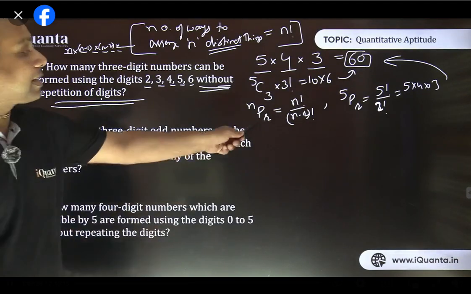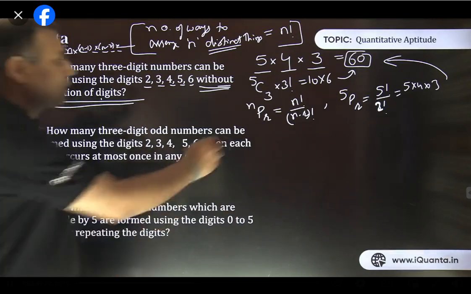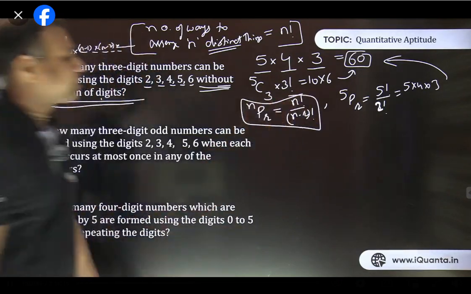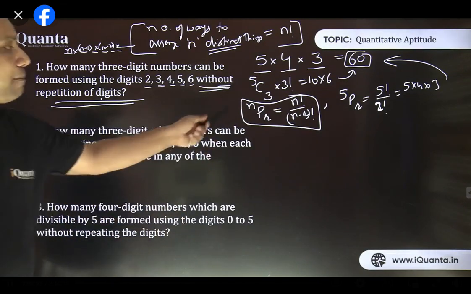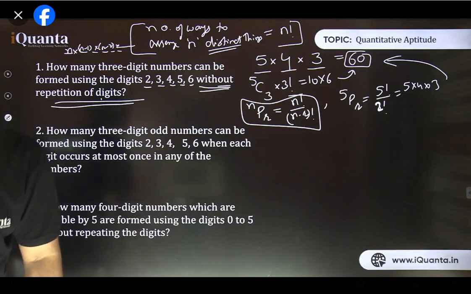Yes, this permutation is also for the distinct things. All these things are for distinct things so far. Okay? Yes, NCR was also for distinct things, NPR also for the distinct things. This formula are for distinct things.